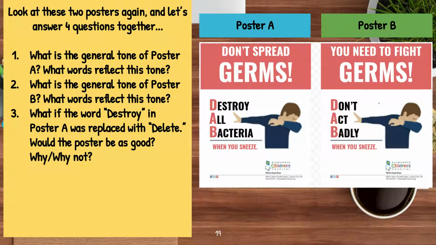We use the word delete when we're writing something, right? Or when we're talking about getting rid of a file. So notice how that specific word doesn't sort of make sense for that kind of poster. So it wouldn't be as good.